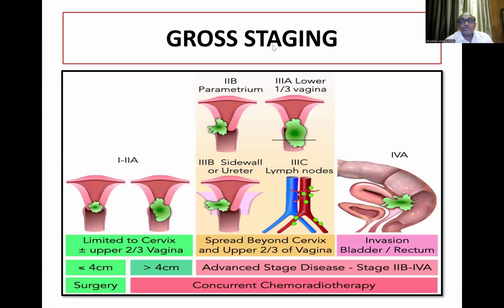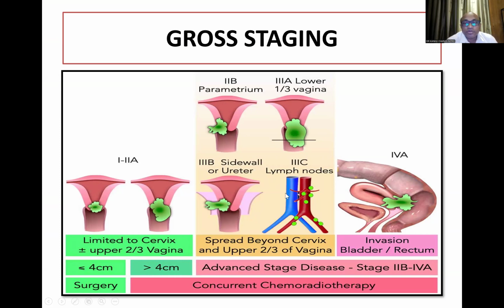So, if you see the gross staging of the cancer cervix, if it is a 2A, it is limited to the cervix and upper two-third of the vagina. If it is less than 4 centimeter, stage 1 to 2A, surgery is the option. More than 4 centimeter onwards, radiation is the standard. Radiation with chemotherapy is the standard.